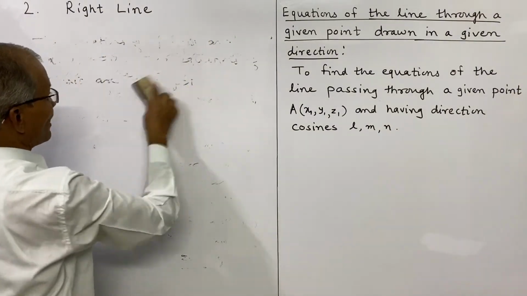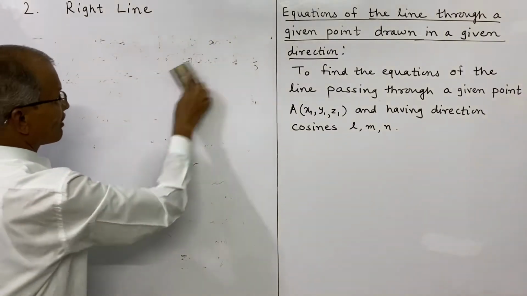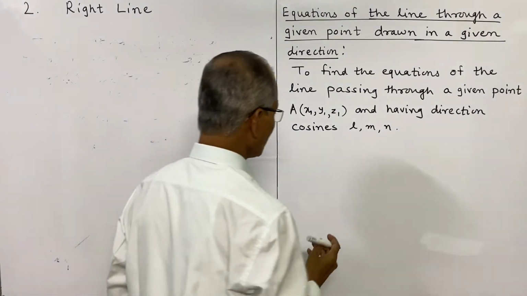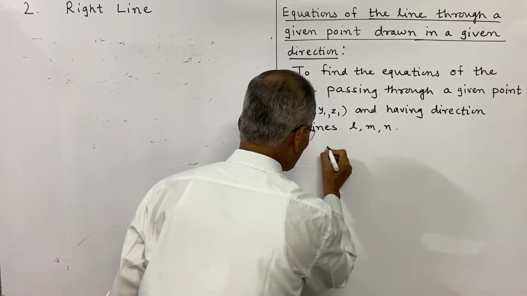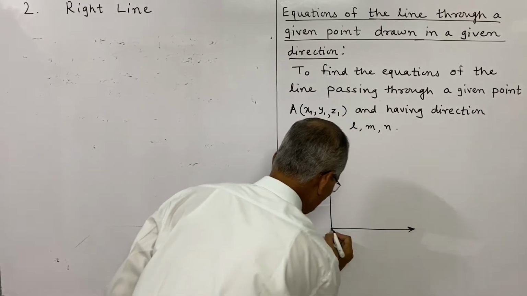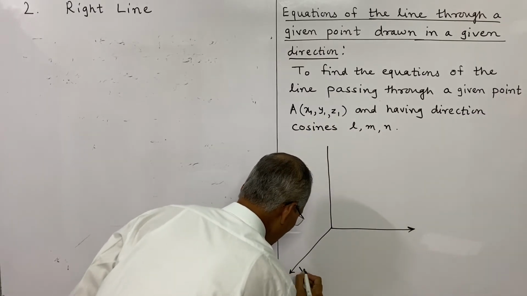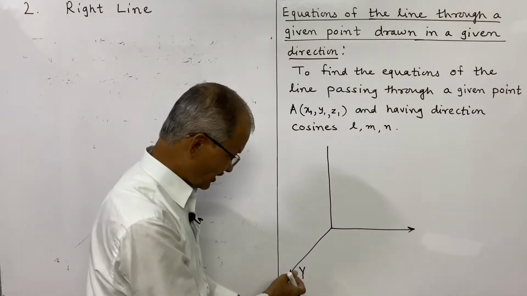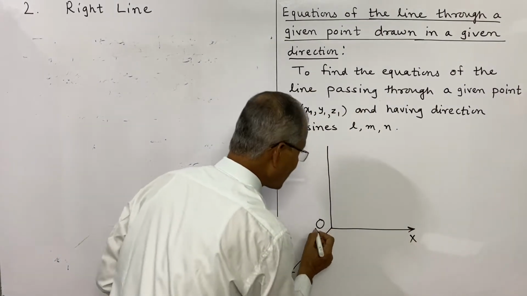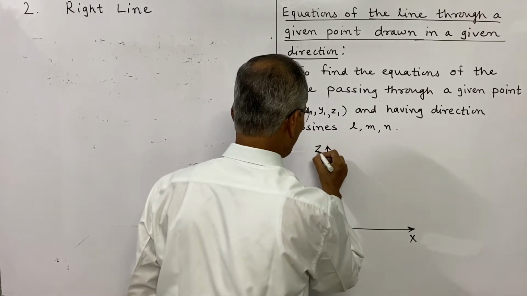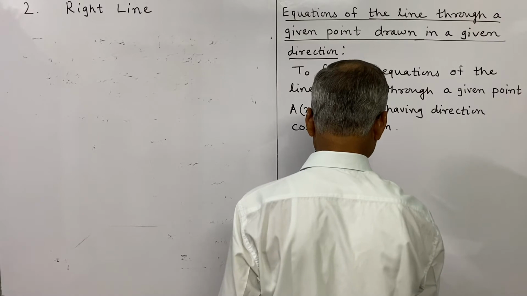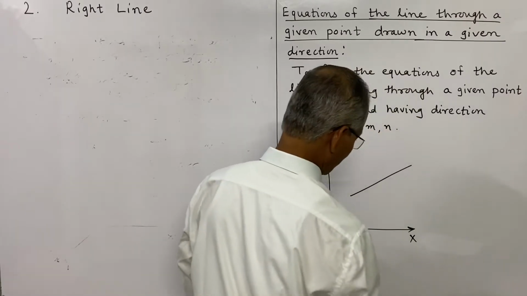And first here we will draw a figure. Suppose these are the axes, z axis, x axis and y axis. The axes can be interchanged; we can consider this as x axis, y axis, etc. And suppose A is a point here, and we are drawing this line.